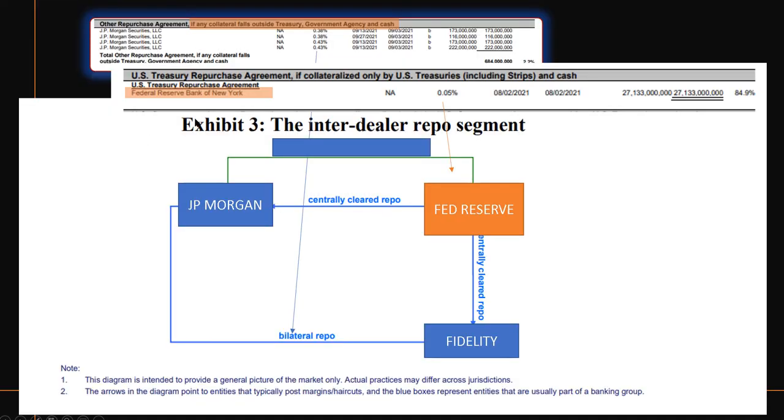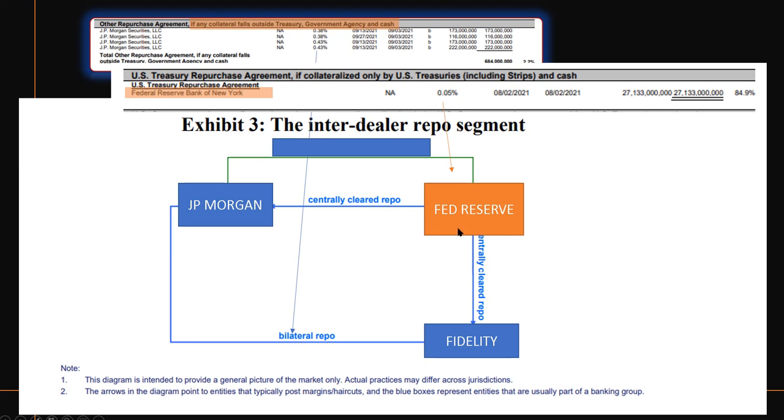Now, let's take a look at this. Exhibit 3, the interdealer repo segment. So imagine 12:15 hits. That video comes out, and you're wondering what the hell it means. So all these counterparties come to the Fed Reserve's repo program. Fidelity and JP Morgan are the examples here, okay? Because if we look at Fidelity's other repurchase agreements in their financial reports, we can see that other repurchase agreement doesn't fall under U.S. Treasury because of why? They're not going through the Fed. So how do they do it? Through a bilateral repo. Now, what is a bilateral repo?